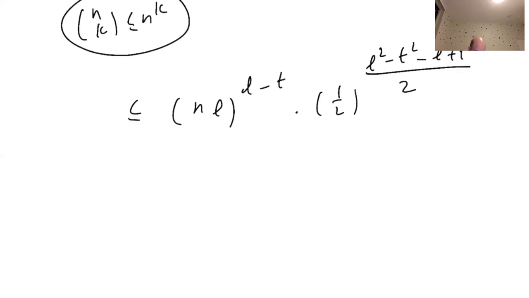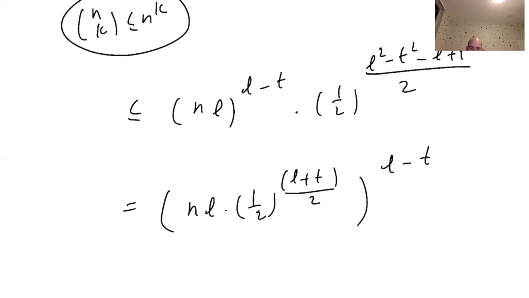Now I can write this one as nL times 1/2 to the power L plus T over 2, to the power L minus T. So this is going to be nL to the power L minus T, 1/2 to the power L squared minus T squared over 2. And then I have to also include minus 1/2 as well, so that I can also get this term, minus 1/2 in the power.